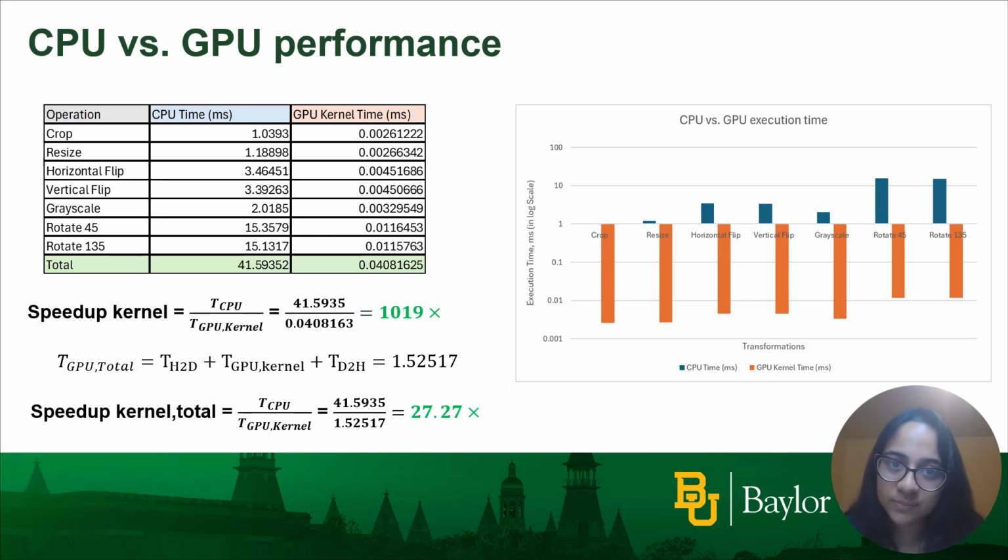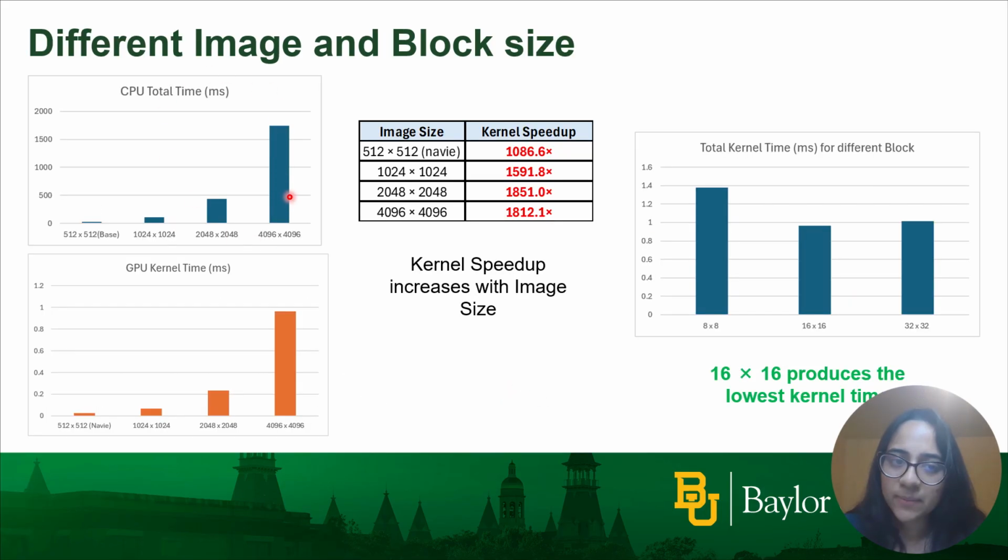I also tested different image sizes to understand how the implementation scaled. As the image dimension increases, the CPU execution time increases very quickly, because the CPU has to process many more pixels sequentially. But the GPU kernel time increases much more slowly because the work is distributed among many CUDA threads in parallel. This means the GPU acceleration becomes more beneficial for larger images.